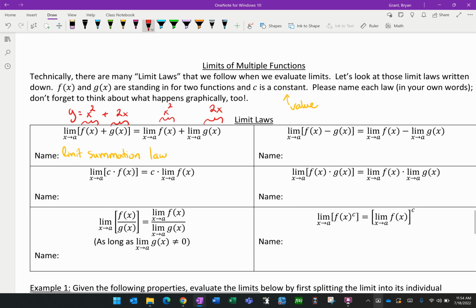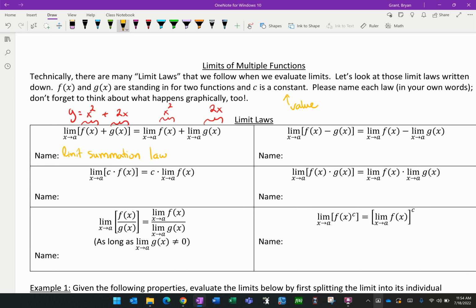All right, so why don't you read through the rest of these, see what you can do, and then we will come back together and discuss a couple idiosyncrasies or weirdnesses for these limit laws. Ready, set, go. All right, and we're back.